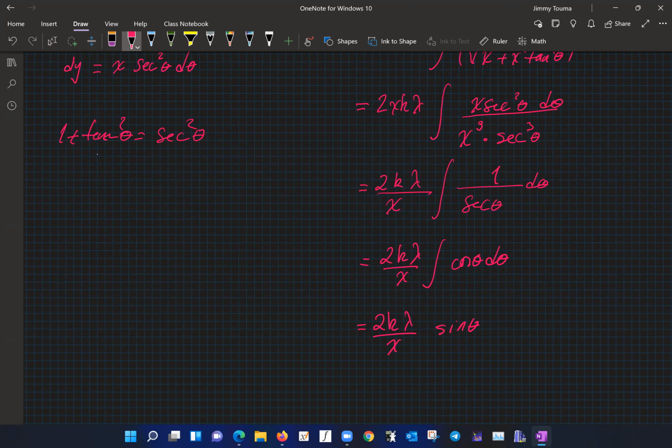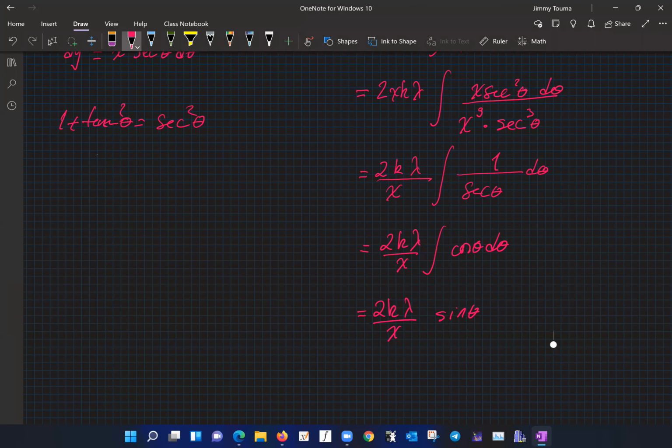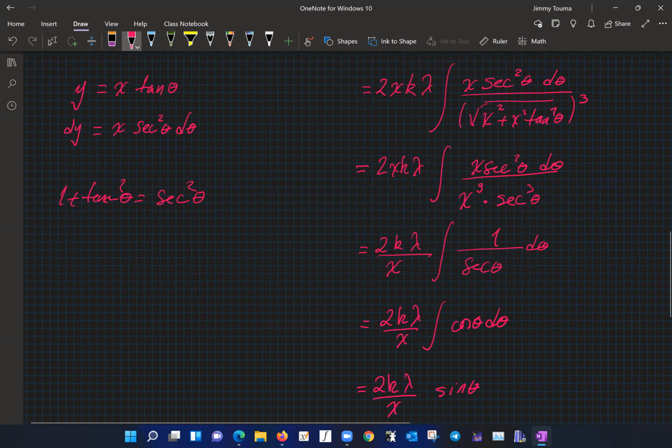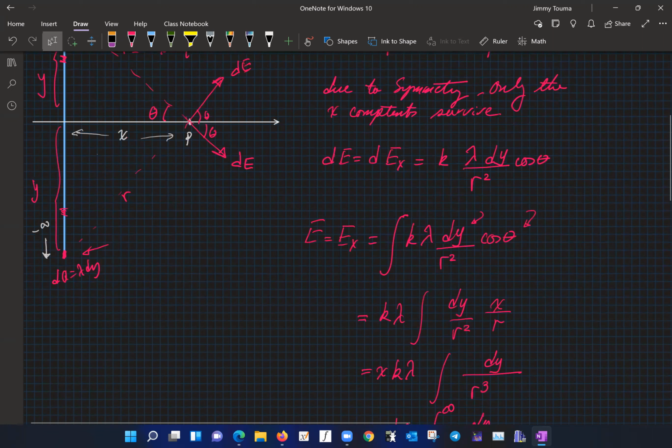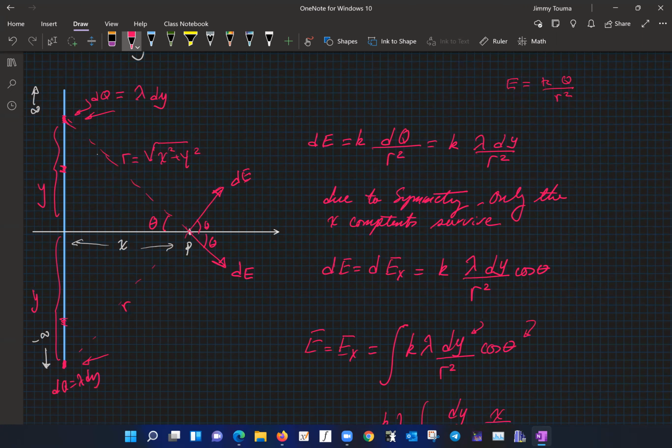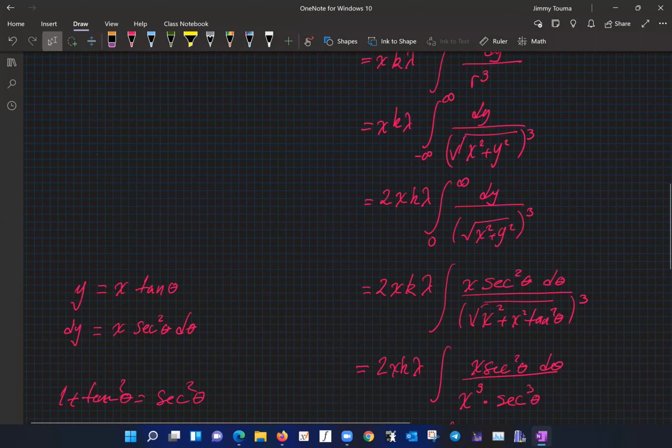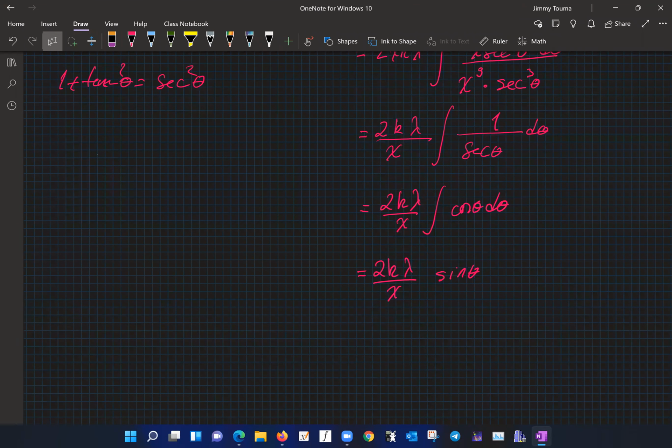Again, I want to get back to my limit 0 to infinity, but what's sine theta? Let's look at this angle. Sine theta is y over r. So sine theta would be y over r. So that will be 2k lambda over x, y over the square root of x squared plus y squared, from 0 to infinity.